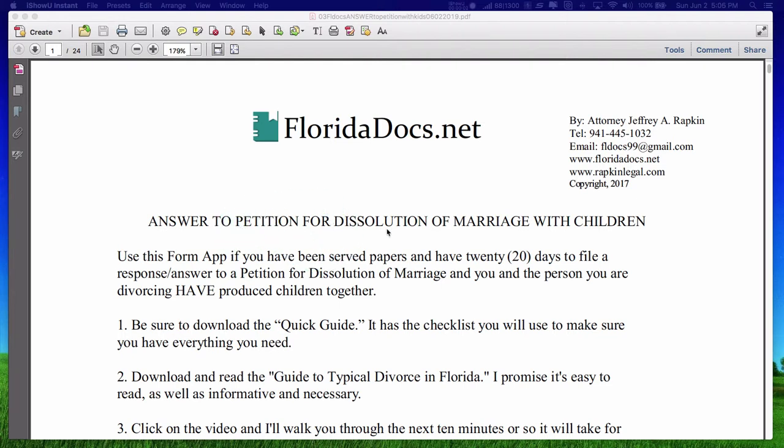This is the format you'll use if you've been served with a summons and a petition for dissolution of marriage with children. That means you and your spouse have produced children together during the marriage. The kids are of the marriage and they're under 18, they're minors.